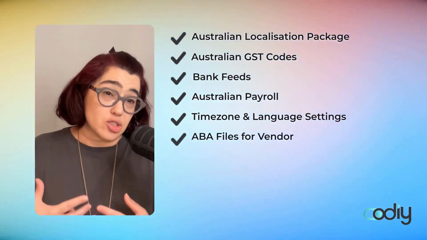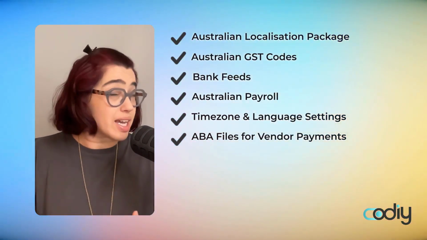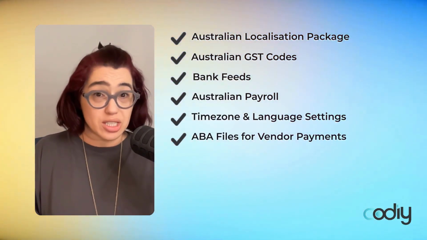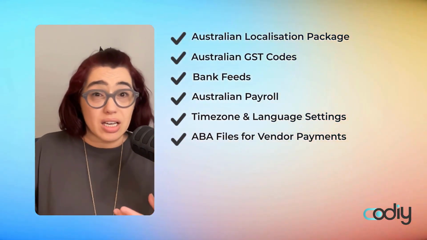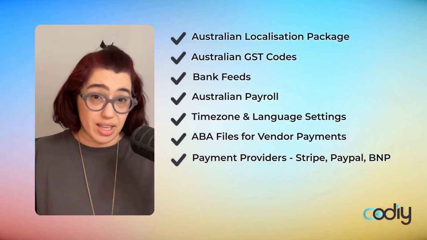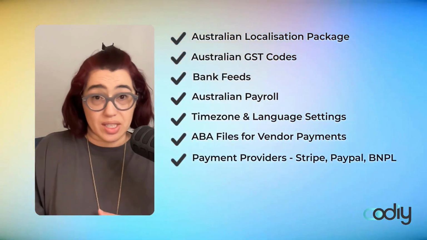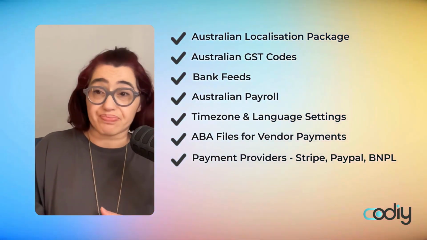ABA files, so if you pay your suppliers in a batch process, you need an ABA file to be able to really quickly upload into your bank and make that process quick. We've got that. Buy now, pay later payment providers, we have that. So you can offer Afterpay and Zip Pay and everything like that. We have Stripe to take online payments with.